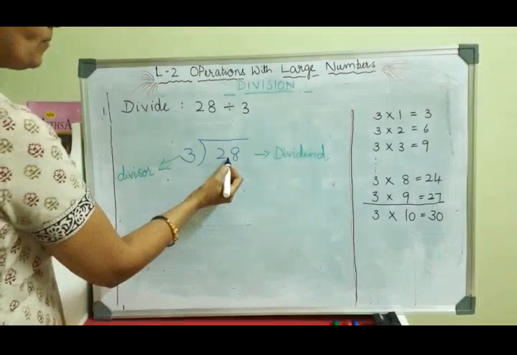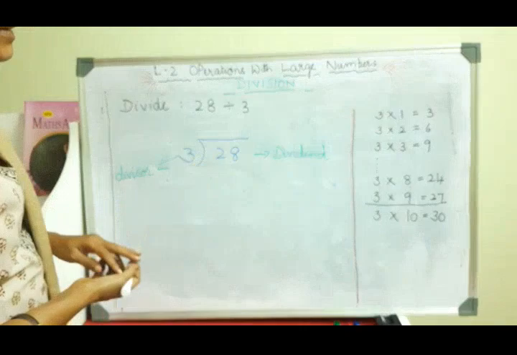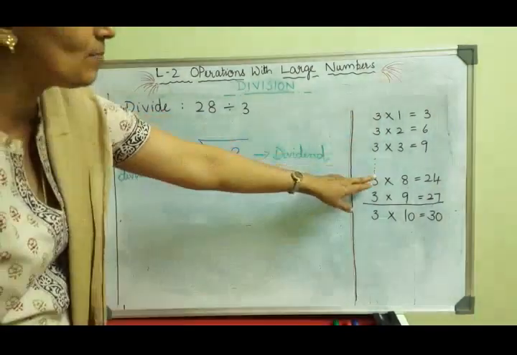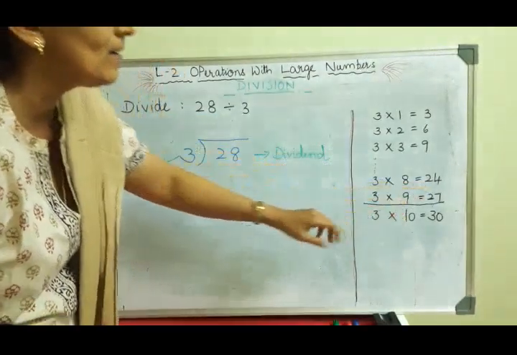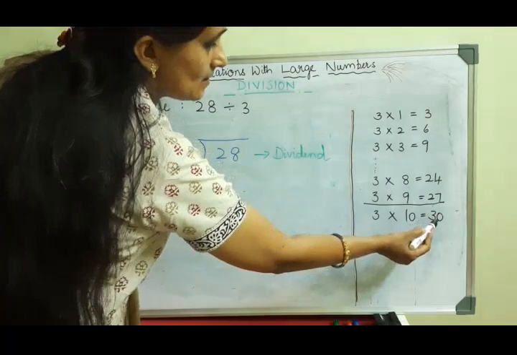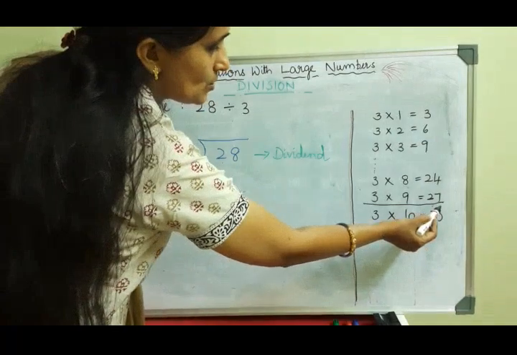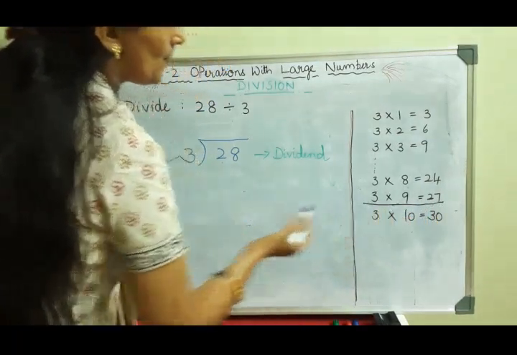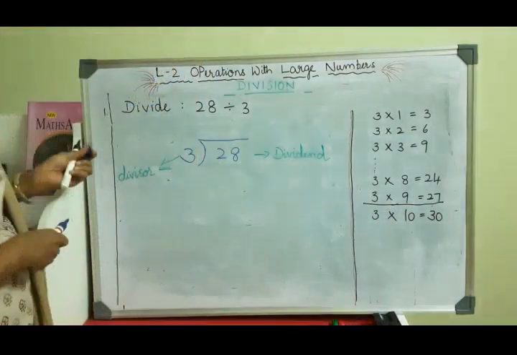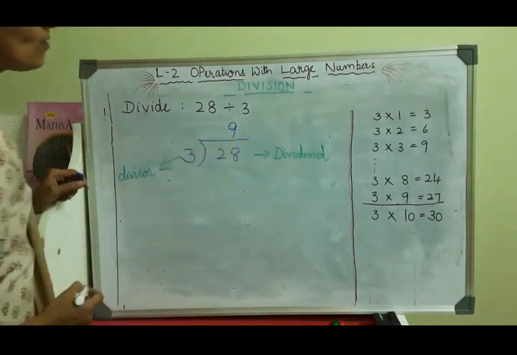You have to check how many times 3 will go in 28. For that we can take the help of the multiplication table. 3 8s are 24, 3 9s are 27, and 3 10s are 30. Our number 28 is between these two numbers, so we will select this one. So we should write 9 as the quotient.